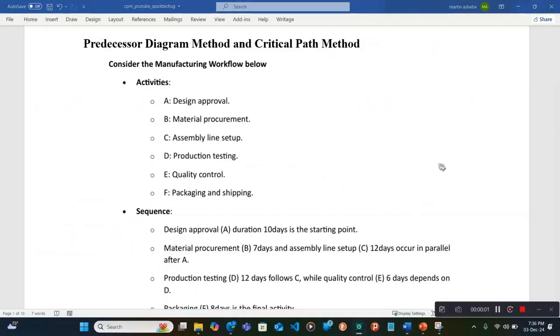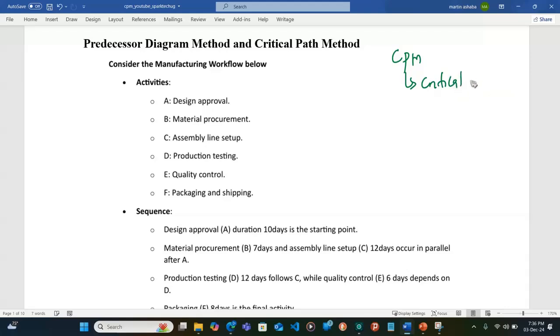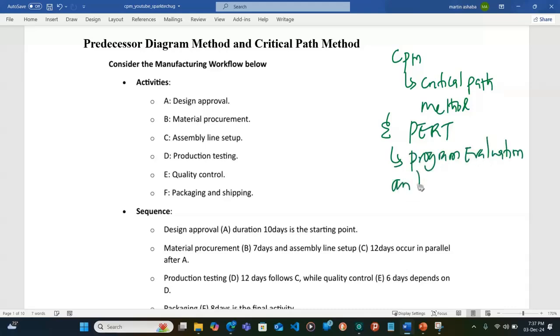Hello friends, in this video we are going to be looking at a number of project management techniques, but we are going to localize our discussion on the critical path method and the program evaluation and review technique. So we are talking about CPM, or what we call the critical path method, and we are talking about PERT, which we call program evaluation and review technique.